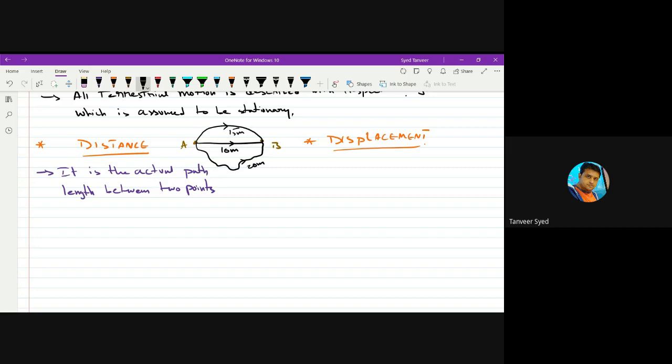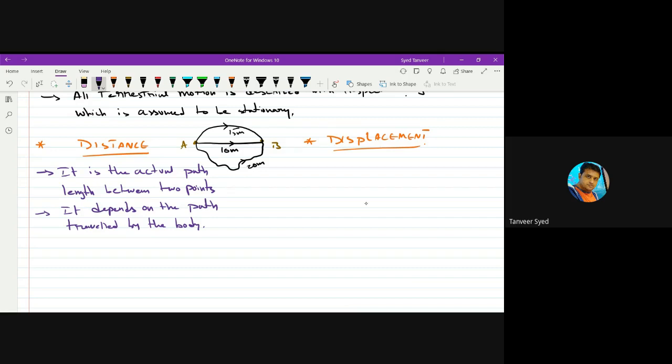So like this, distance depends on the path you travel. Distance depends on the path traveled by the body. There might be more than one way to go to your school from your home. Along different paths, you will get different distances. One might be the shortest, one might be the longest, like that.